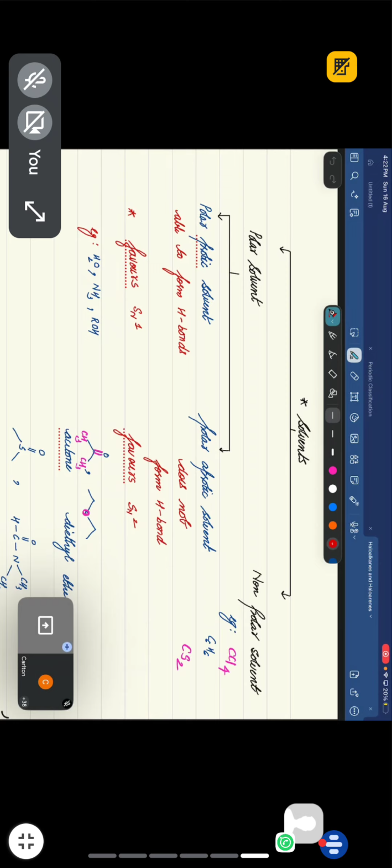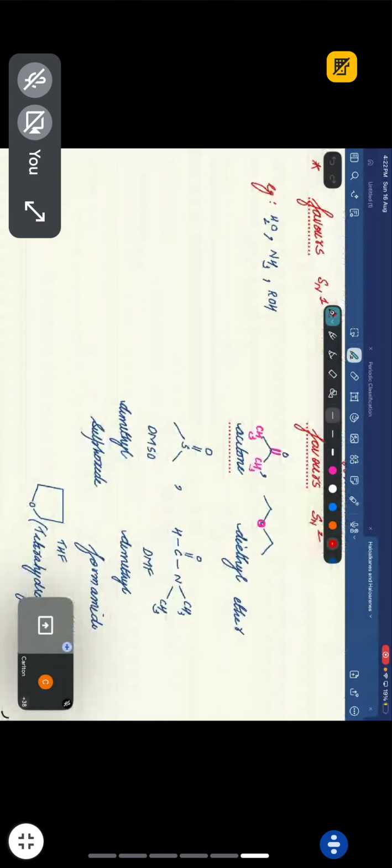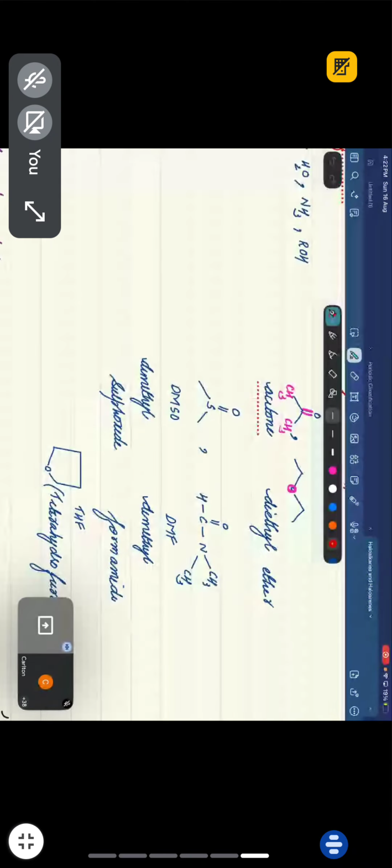Now DMF, DMSO are a few terms. Nobody is asking you to know the structure. It is just for your understanding. DMF stands for dimethylformamide. DMSO stands for dimethyl sulfoxide. And there is one more thing. What is THF? Tetrahydrofuran. These are a few solvents that we frequently keep using.